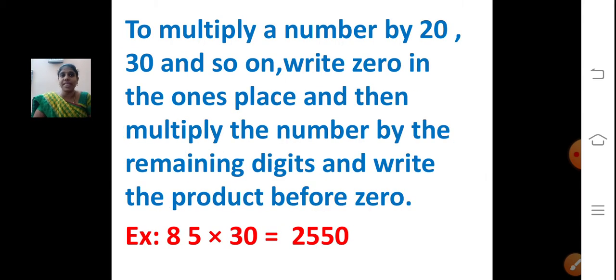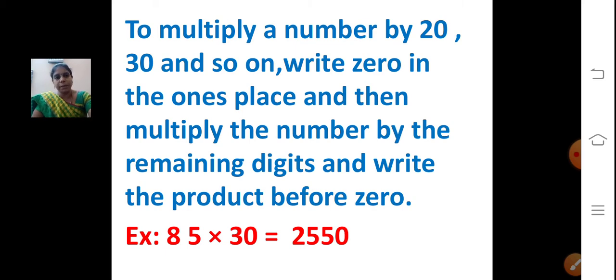Next, to multiply a number by 20. What you have to do? And 30 and so on, write 0 in the ones place. So at the last we are going to write 0 in the ones place and then multiply the number by the remaining digits and write the product before 0. So first what we have to do? We have to write 0 in the ones place and we are going to multiply the number by the remaining digits. We'll get one product, that answer, right? That we are going to write before that 0.